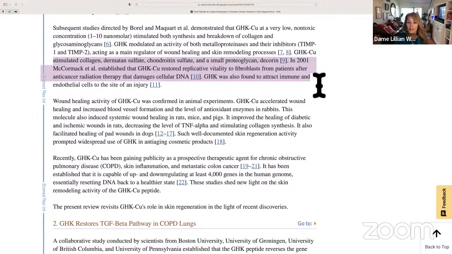So GHK was also found to attract immune and endothelial cells to the site of injury. It's telling you very clearly that GHK was attracting, like a magnet, your immune capacity within the body and the endothelial, the tissue cells inside whatever organ, whatever muscle, whatever bone it is that you have inside of your body that's injured, that's damaged. It's attracted to that site through this GHK-Cu copper peptide. So wherever you have that injury.